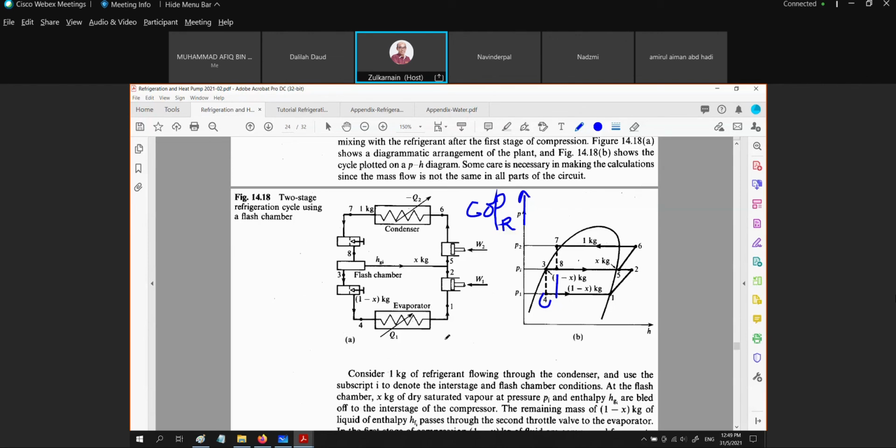So this is our schematic diagram for the new cycle, which is called the two-stage compression process with flash chamber. Okay, with flash chamber. So I think we stop right here and we will continue on Wednesday.